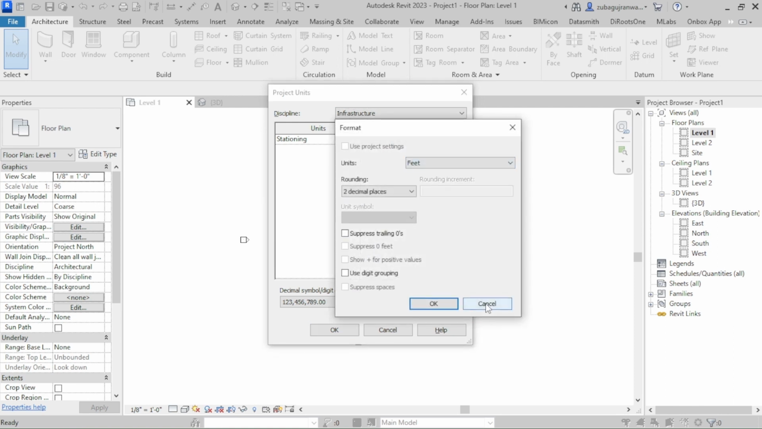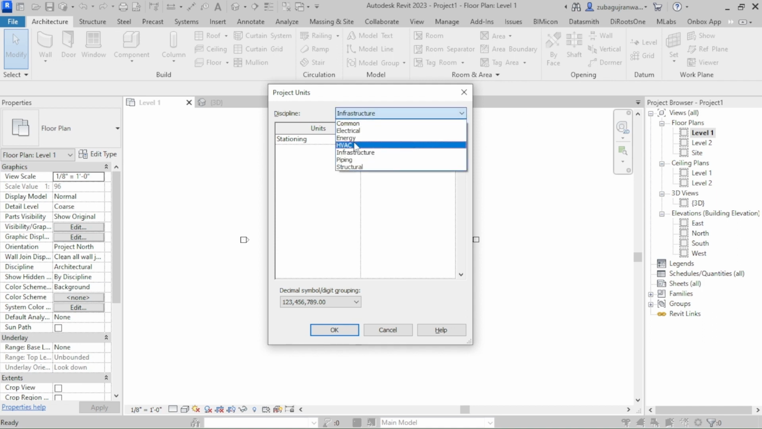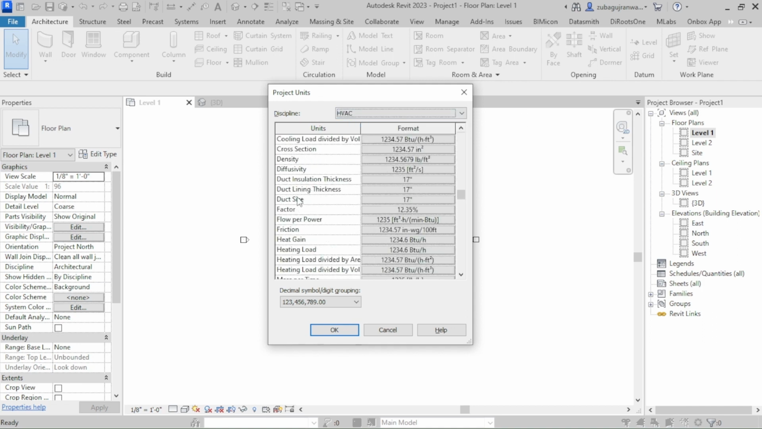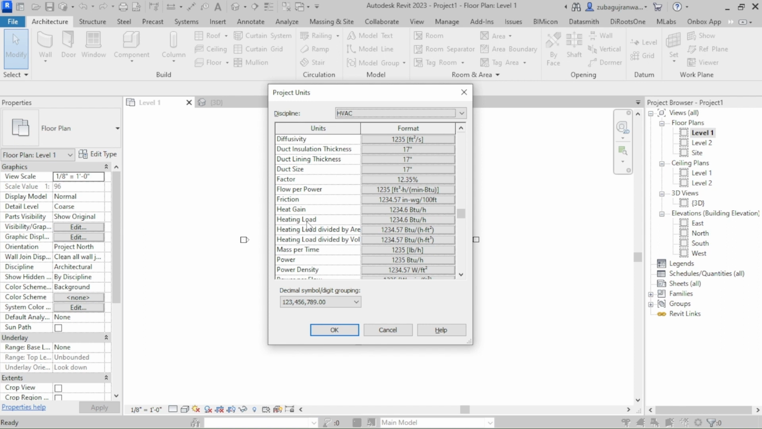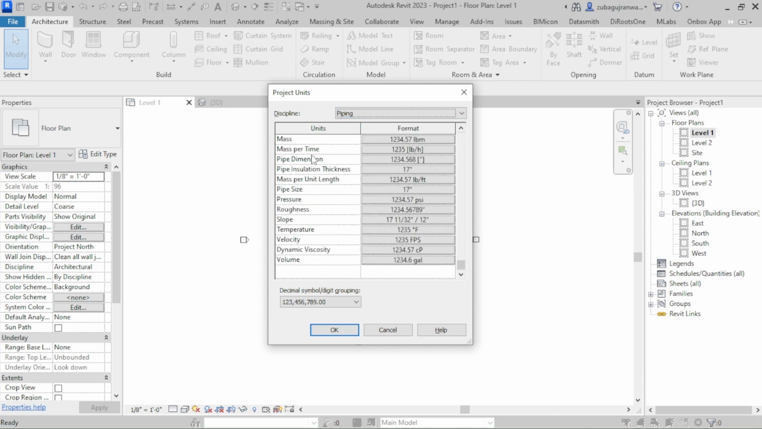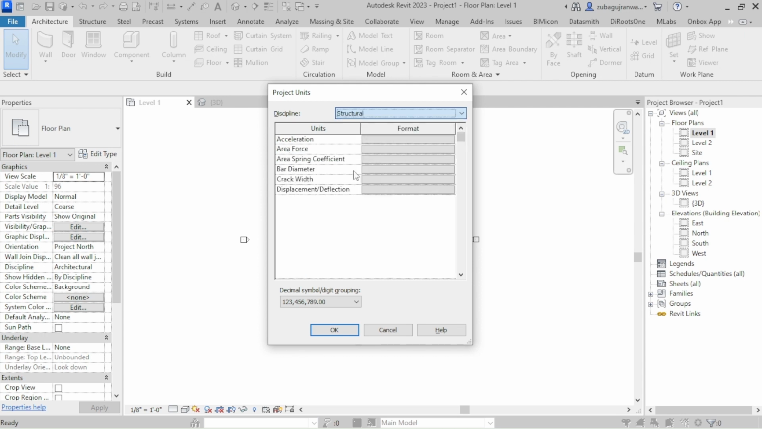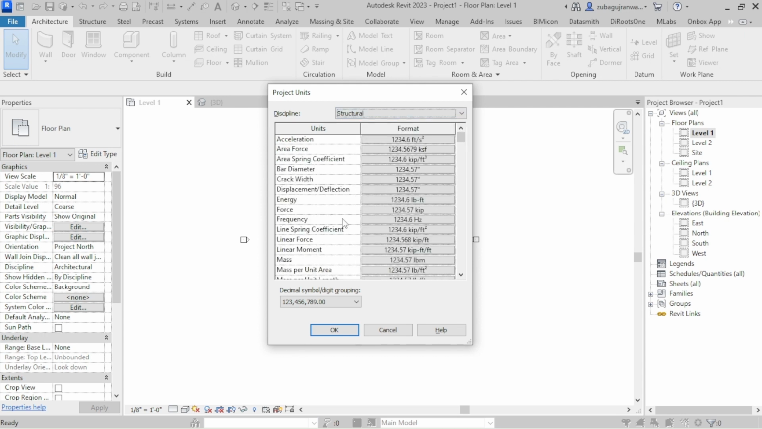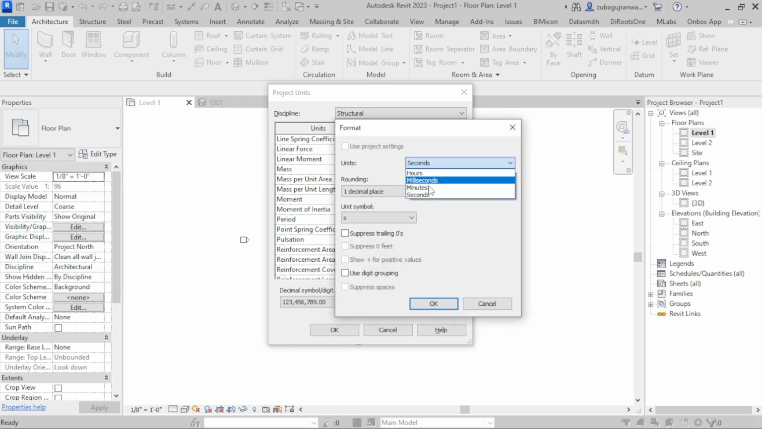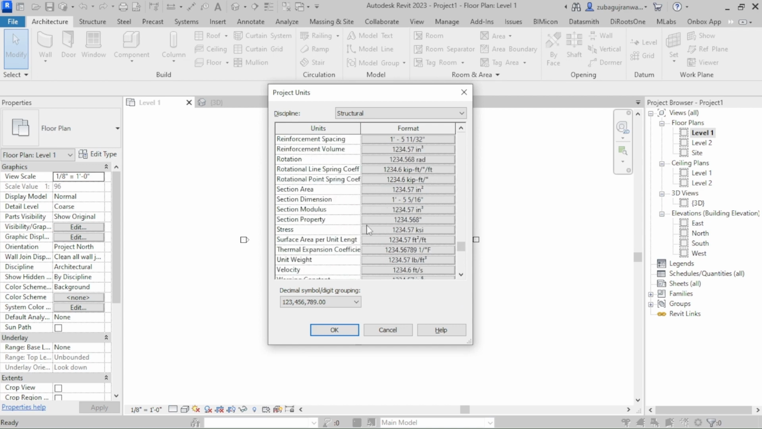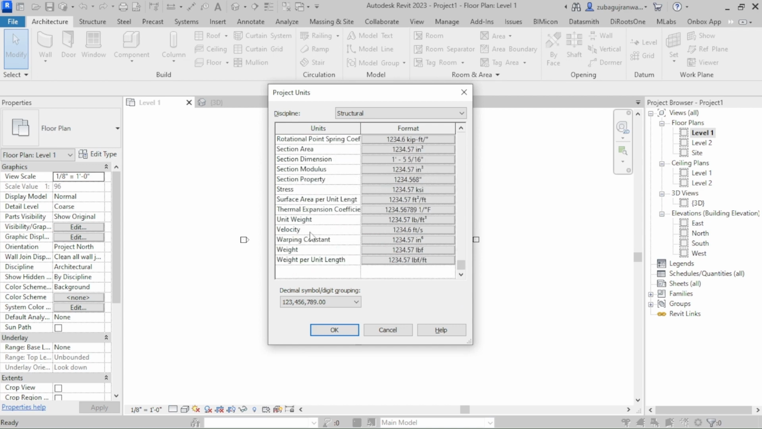feet, meters, US survey feet. HVAC units, airflow, cooling factor, and the other things, friction and heat loss and heat gain. Piping units, density, flow, pipe dimensions, and the structural units, acceleration, area, force, frequency, period, whether you want to select seconds, hours, milliseconds. These are the different types of units we can select from here.